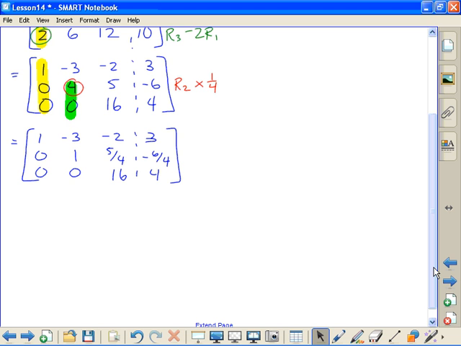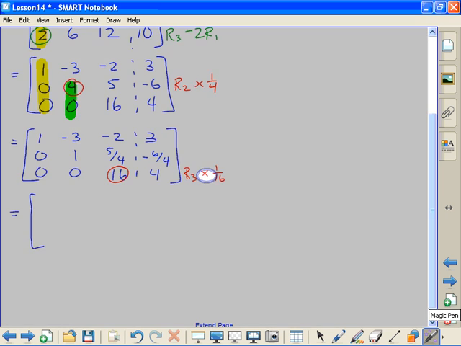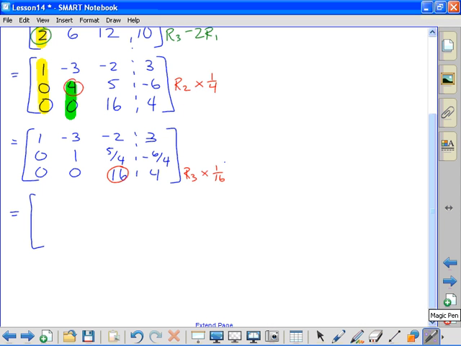Now, we're on to the last spot or last location. I need to make that a 1. So you just do row 3 multiplied by 1/16th. And actually, when you get more comfortable with this, I'll point it out now, you can do that step up here, and do it all in one step.